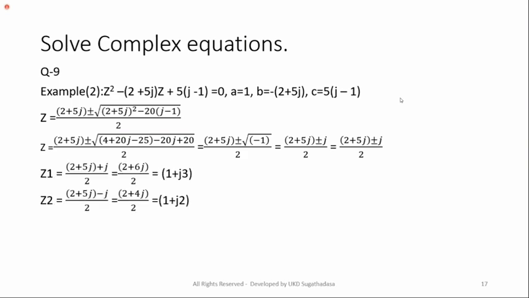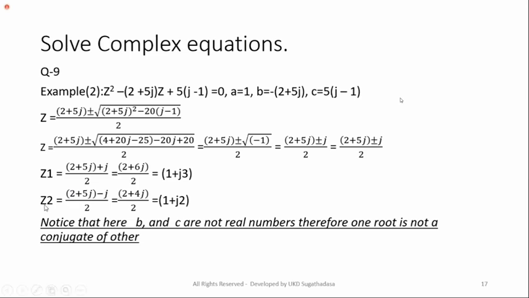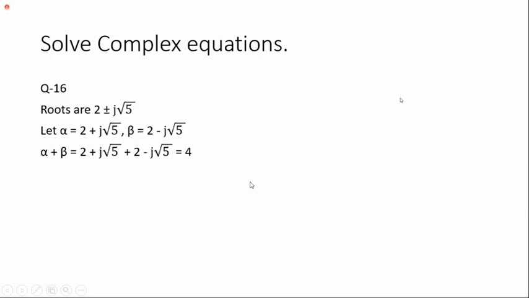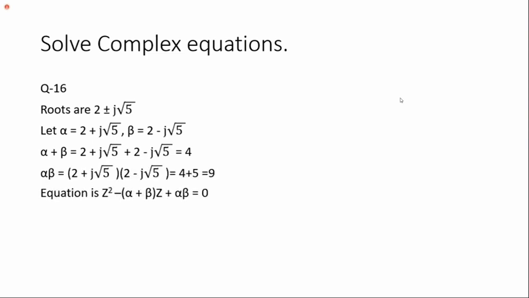Simplify and you get 1 plus j3, 1 minus j3. We have done a similar one earlier. Again, you know that when A, B, C are not real, these are not complex conjugates of each other. Similar one we did, remember. Alpha, beta: the roots are given and you want to calculate the equation. Get the formula. Add the roots, get the product of the roots. One is 4, the other is 9. The equation is z squared minus 4z plus 9.